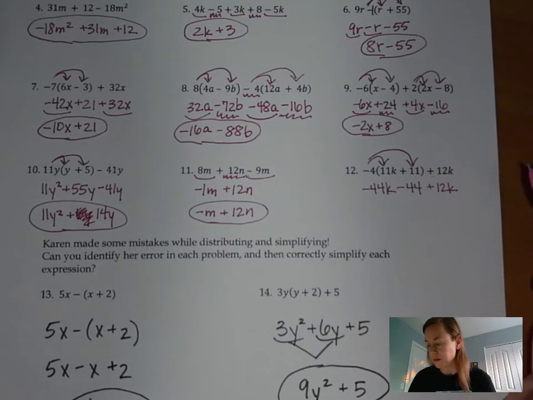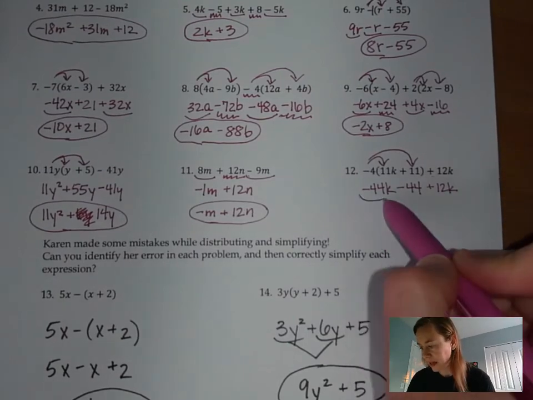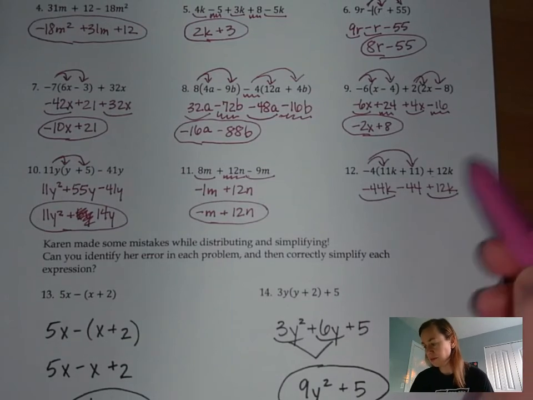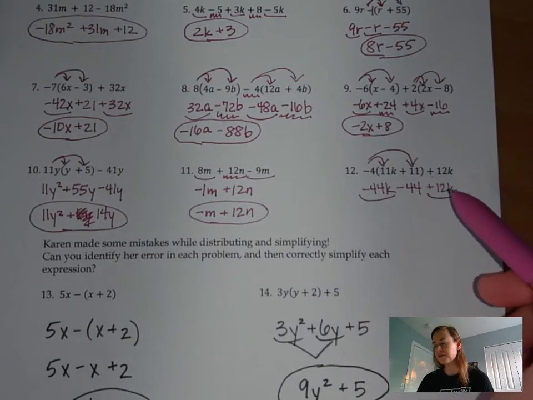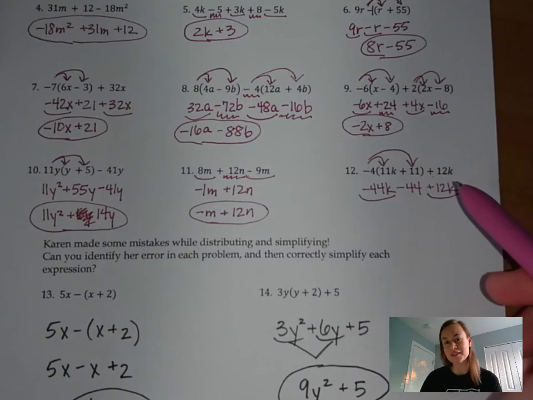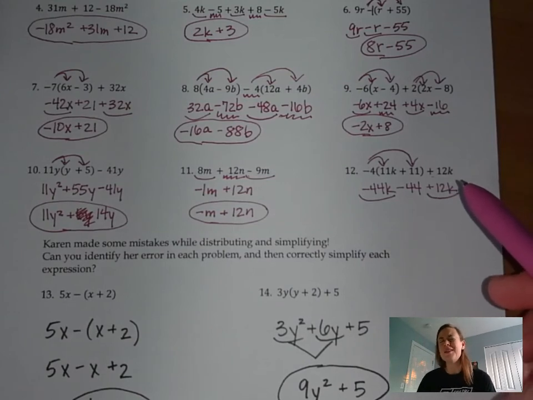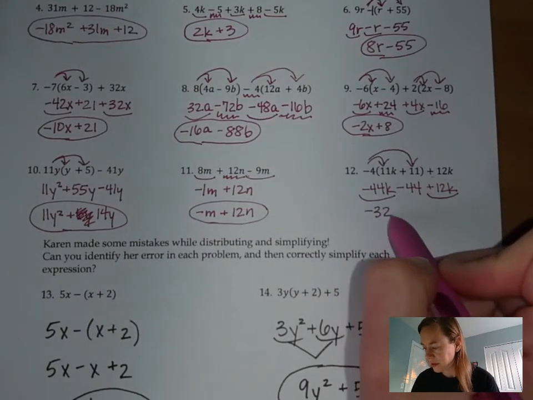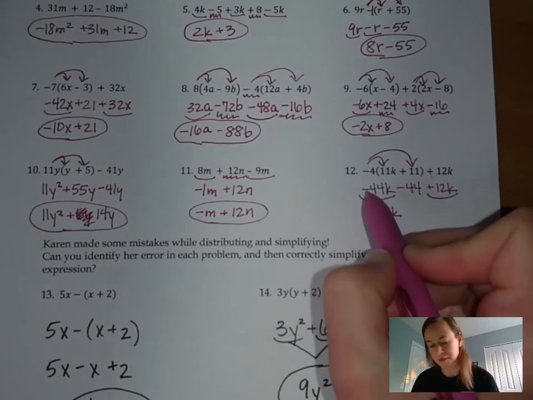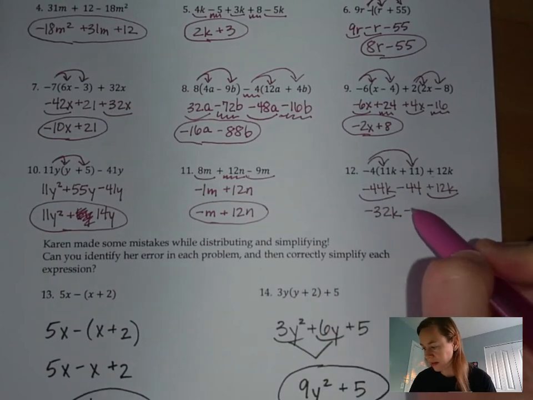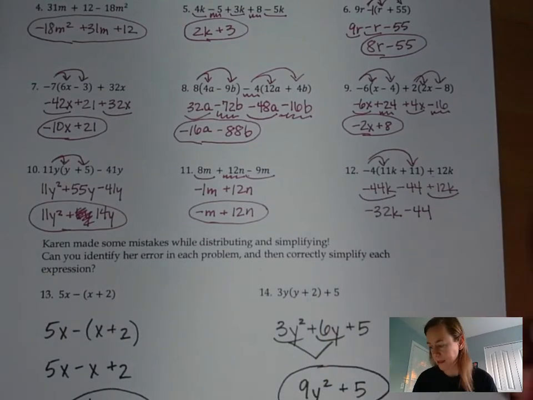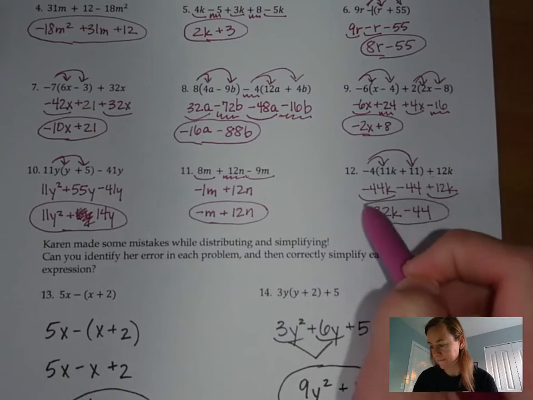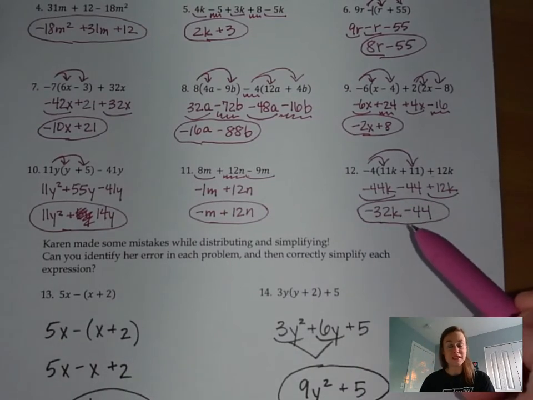Okay. So combine like terms. We've got some k terms here. Well, -44 plus 12, we've got different signs, so we should subtract. What's 44 minus 12? 44, 34, 32. -32. And again, it's negative because I'm taking the sign from that larger number. And then we just bring down our 44. And that's all we have to do there. So that's the end of the first section.